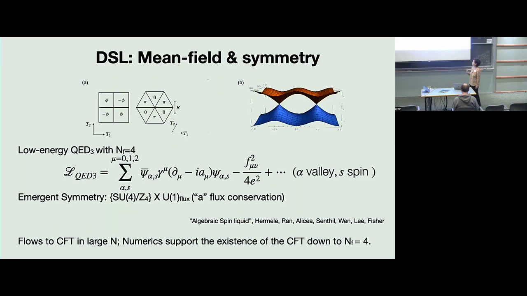There is also a U(1) flux conservation that's associated with the conservation of the total flux of the small a gauge field. It is shown in numerics that this theory has an emergent conformal symmetry. It flows to a CFT. This large N result continues to hold for the physical case where we have 4 flavors of Dirac fermion.